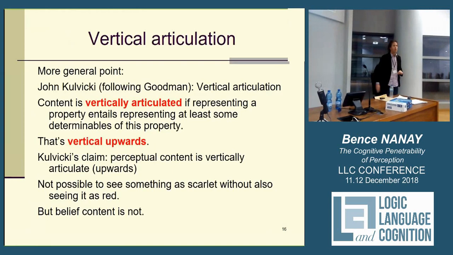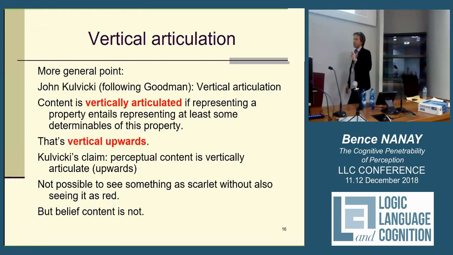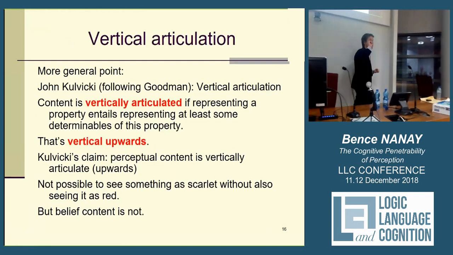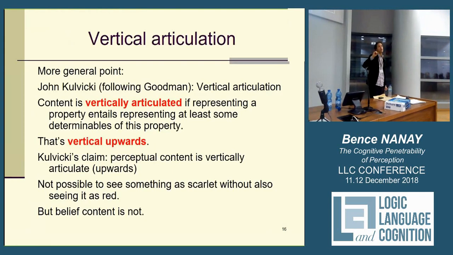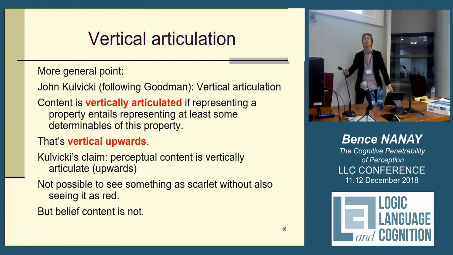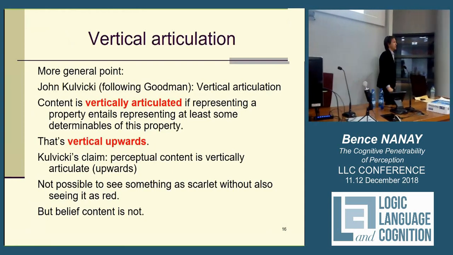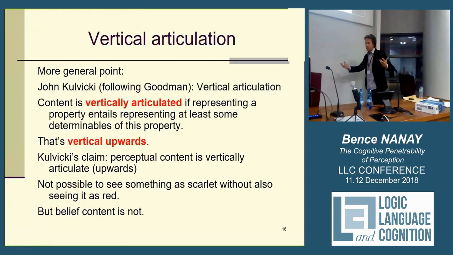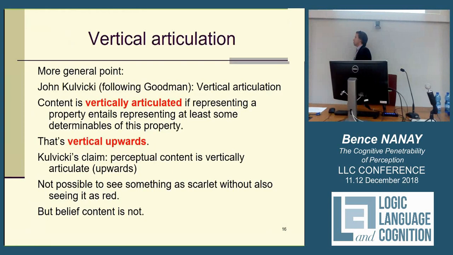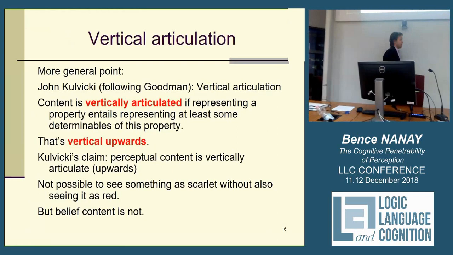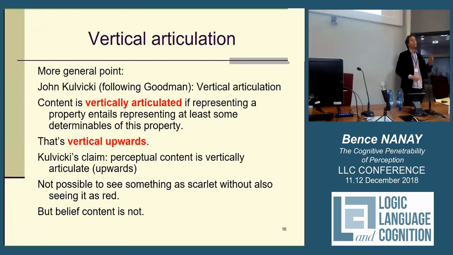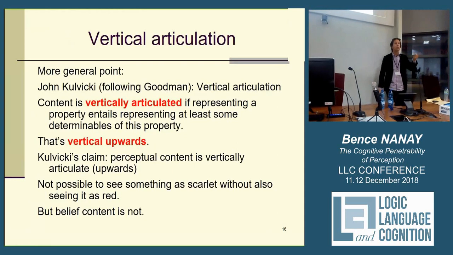But Kulvicki thinks that that's different for perceptual states. He thinks that perceptual states are vertically articulated. So the idea is that if you see something as red, seeing it as red entails seeing it as colored. And seeing it as scarlet entails seeing it as red and seeing it as colored. So there's a really important distinction, according to Kulvicki and Goodman, between perceptual states on one hand and belief states on the other. And this distinction is that perceptual states are vertically articulated and beliefs are not. So in the case of perceptual states, when you attribute a property, you thereby also attribute at least some determinables of that property. And in the case of beliefs, that's just not the case.